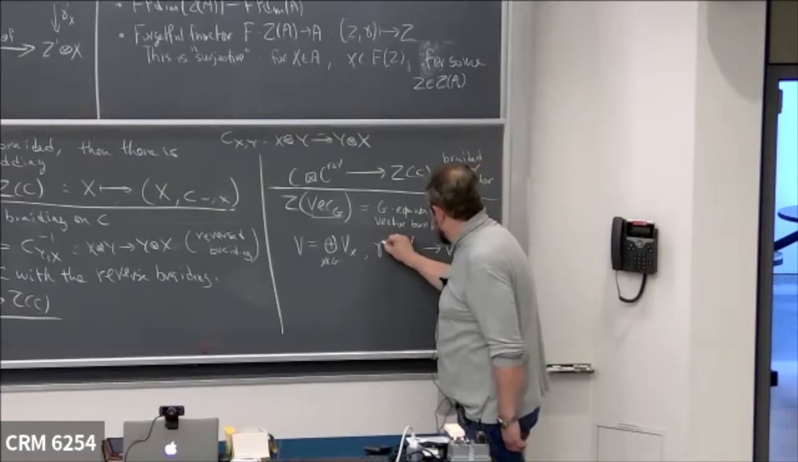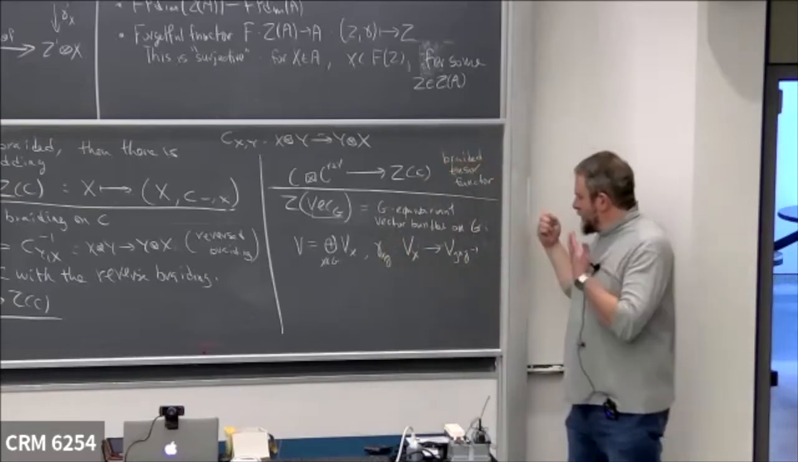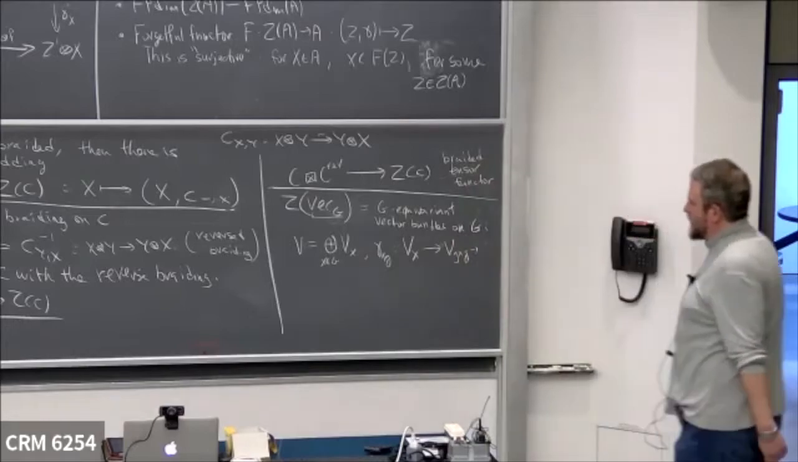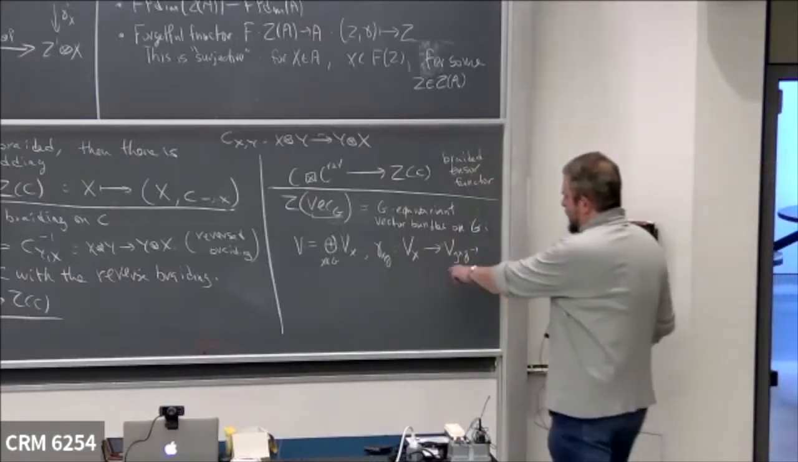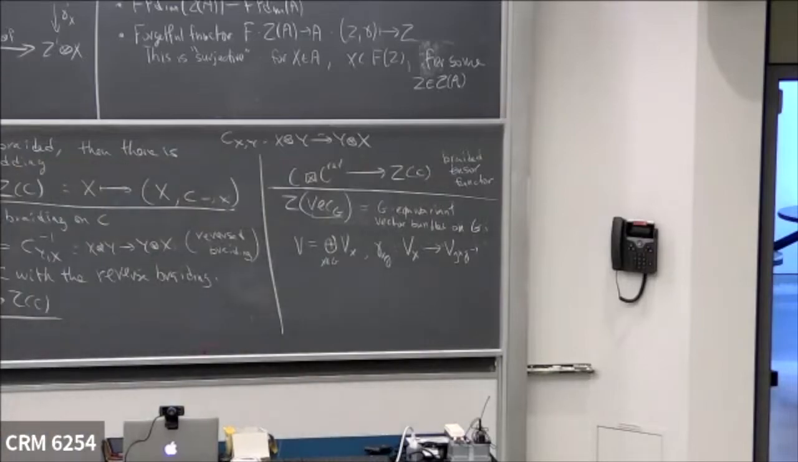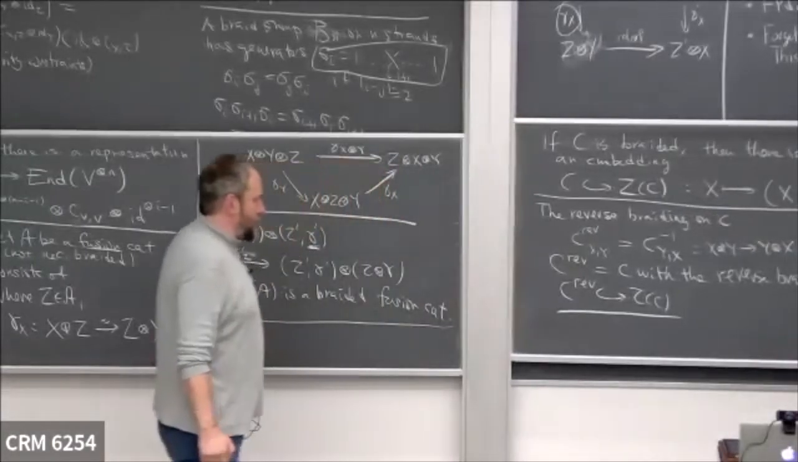And the central structure would amount to a collection of isomorphisms from V_x to V_{gxg^{-1}}, I'll call it gamma_g, like this, which would amount to the central structure on this category. These are to satisfy conditions similar to this: that if you conjugate twice, it's the same as you conjugate by the product. Okay, so it's a nice geometric way to think about this.